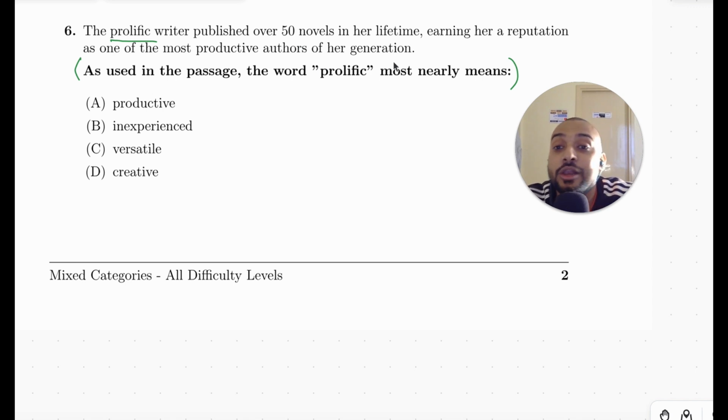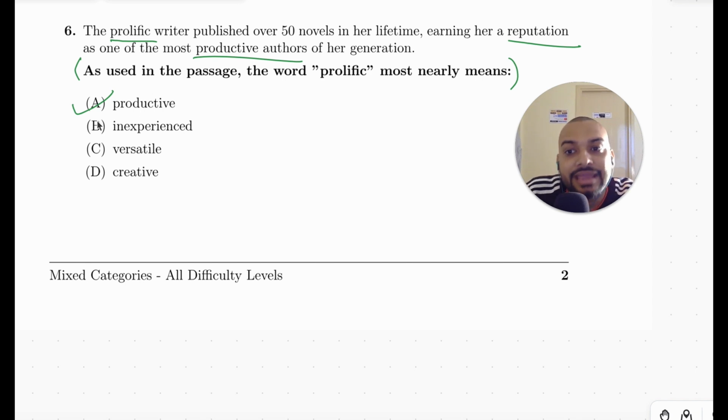Okay. So she wrote a lot of novels. That's what is being stressed through the sentence, that she earned a reputation of being one of the most productive authors. So she used her time most productively and produced the maximum output. So prolific could be drawn as a parallel to producing a high output. Let's see in the options. Option A, productive. Yep, does look like that, as in the context of this passage.